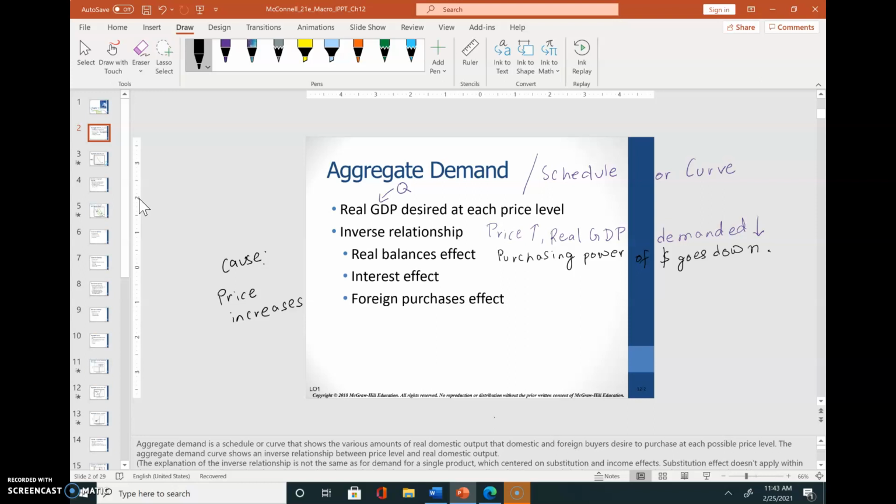And as a result, your savings will go down. The consumer spending is also going to go down when price is going up. So basically this C part of aggregate demand goes down. So you have lower consumption spending.